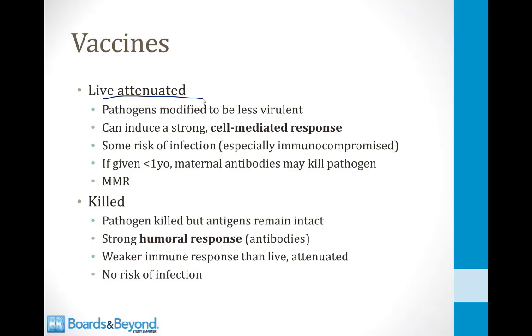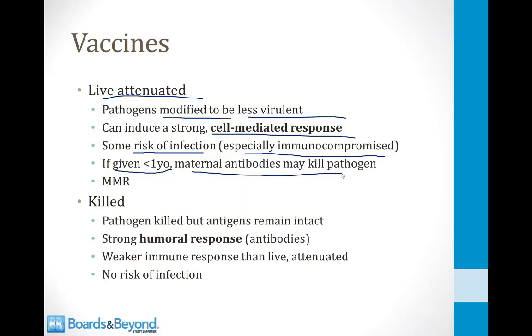Live attenuated vaccines contain pathogens that are modified to be less virulent, and they tend to induce a strong cell-mediated response, especially they generate a T cell response, and this response tends to be more durable and long-lasting. The downside is that live attenuated vaccines carry some risk of infection, especially if you administer them to immunocompromised patients. In addition, you often have to give them after children are a year old, because younger than a year old there can be maternal antibodies present that can kill the pathogen. And the classic example of a live attenuated vaccine is the MMR vaccine. MMR stands for measles, mumps, and rubella, and it's a combination of 3 attenuated pathogens that are responsible for the immune response.